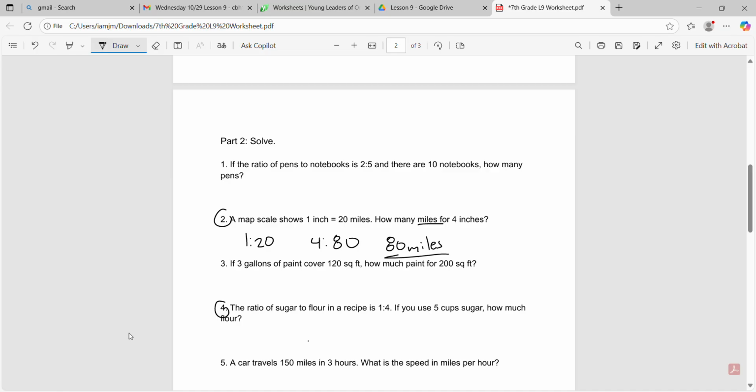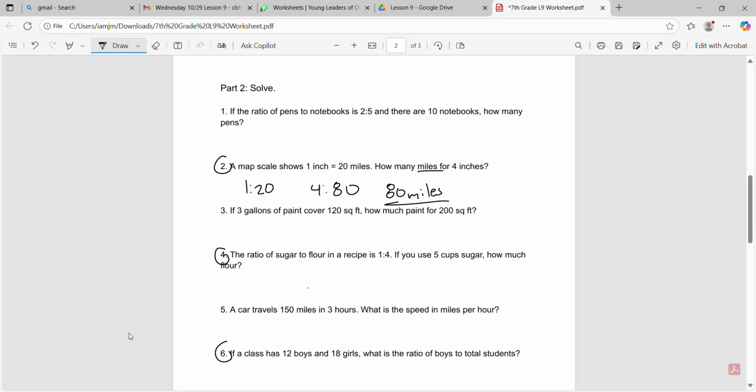Don't forget your units when you're writing your answers. That can be a critical point to whether or not you get the question right or wrong. Okay, number 4.